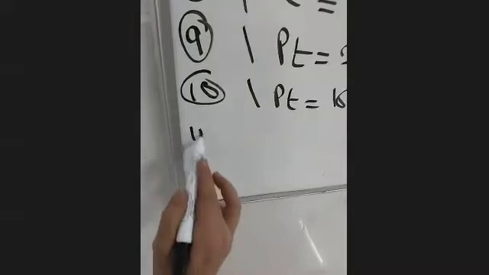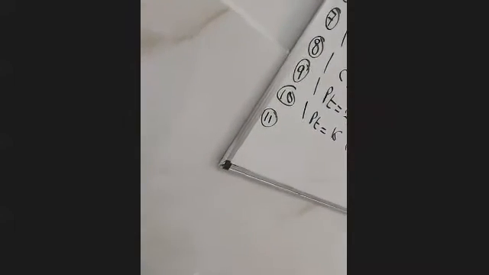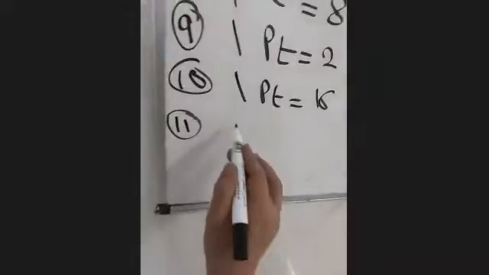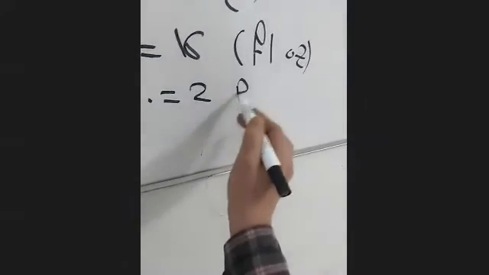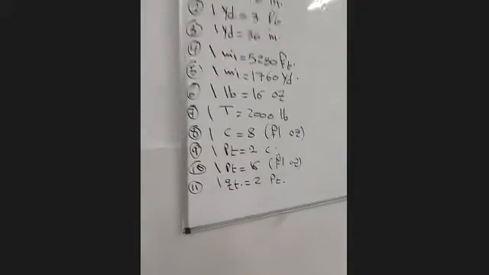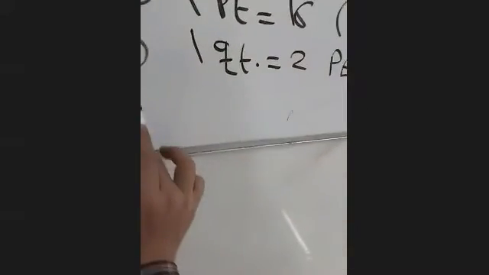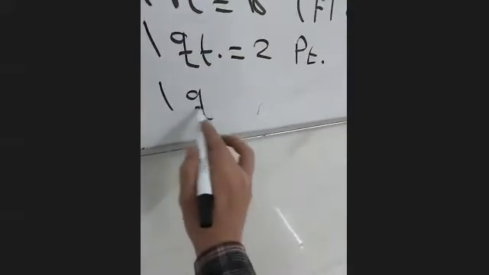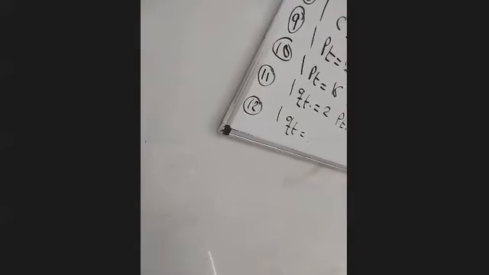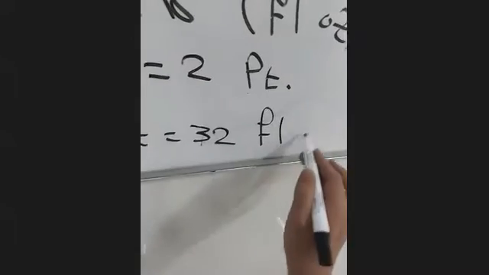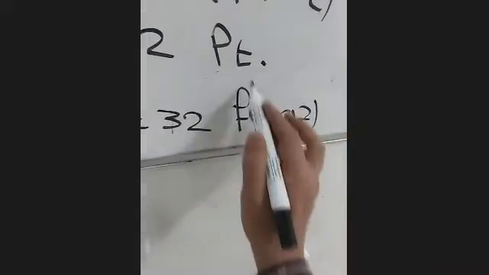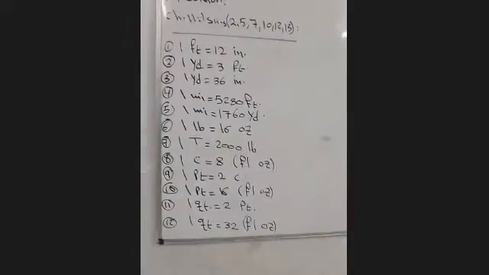Number 11, what do we have? Each 1 quart equals 2 pints. And each 1 quart also equals 32 fluid ounces, I separated it. Right?